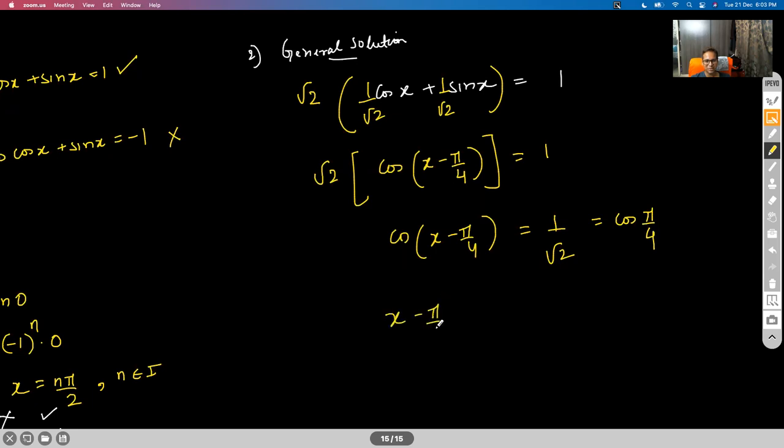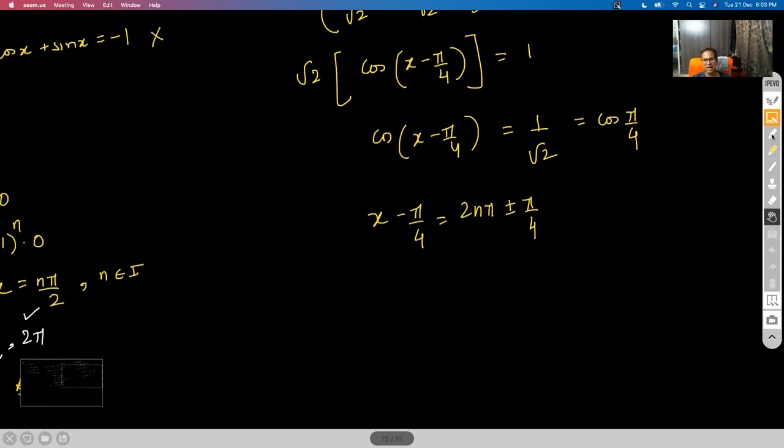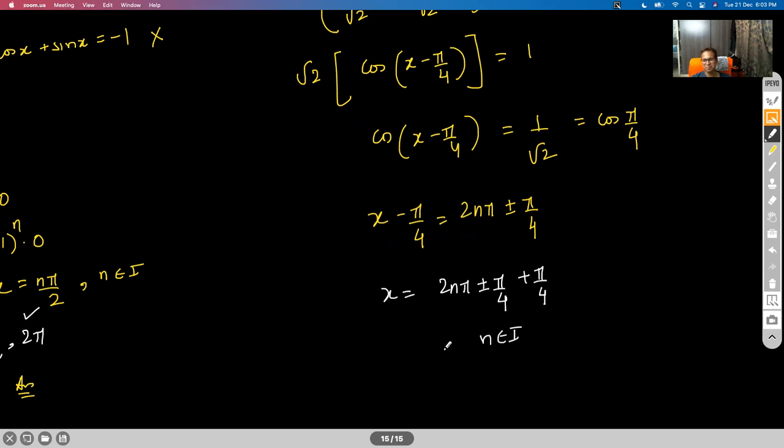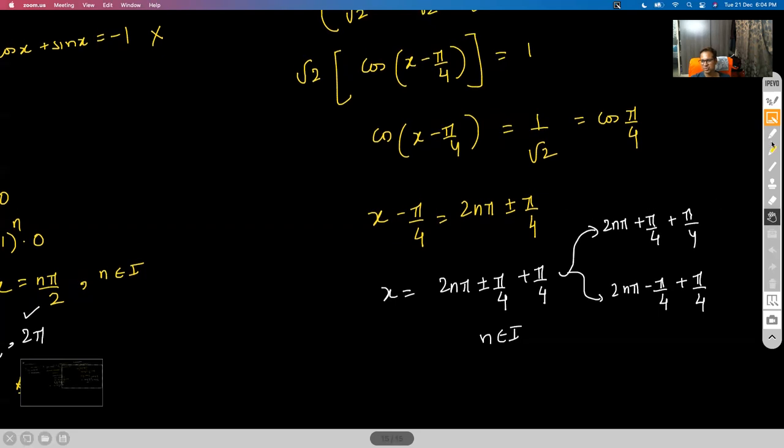So can I write a general solution for this like this? x minus pi by 4 equals 2n pi plus minus pi by 4. Which means my x can be written as 2n pi plus minus pi by 4 plus pi by 4. Okay, n being an integer. But again, this is not a good way to write the answer. So you could take two cases out of it. One with a plus sign and the other with a minus sign. Okay, so the first one will give you 2n pi plus pi by 2, and the second one will give you 2n pi.